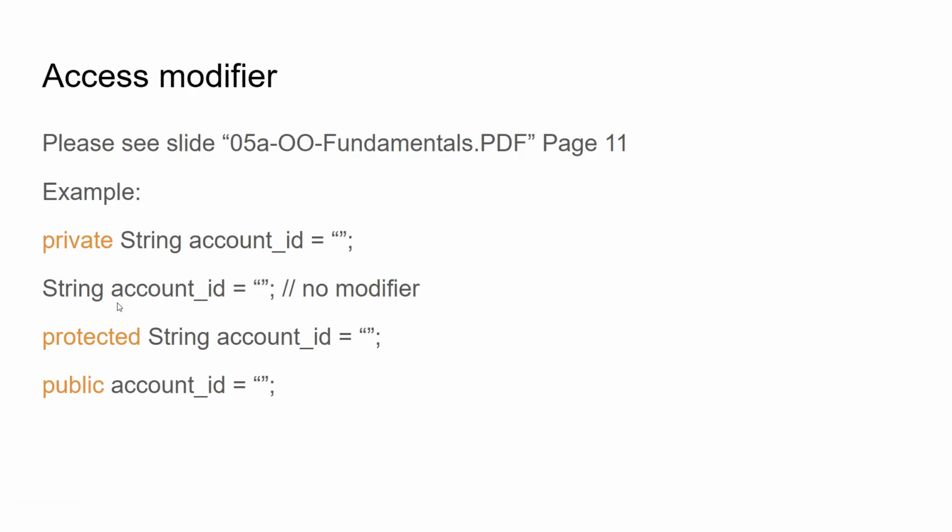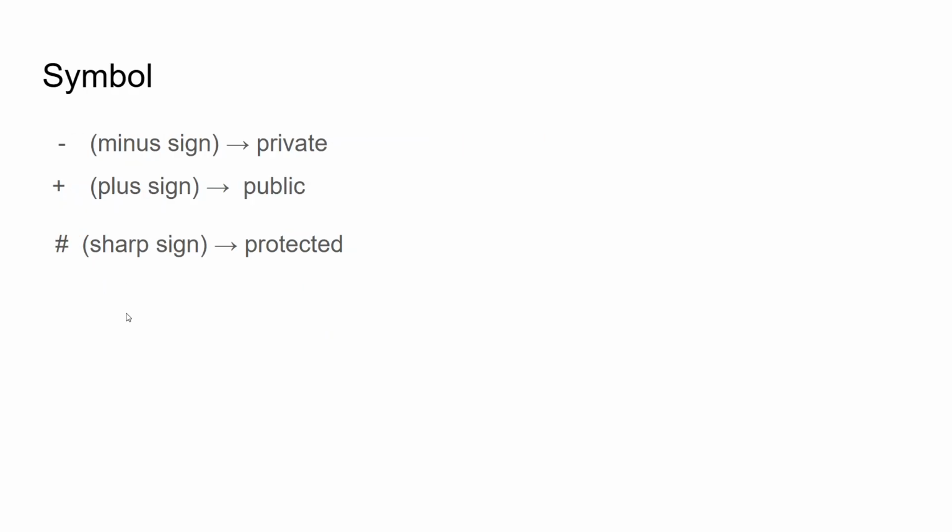Even though in information system development we use only private and public, in some cases a lot of people use the no modifier and protected as well. Okay, so the symbols in the class diagram: the minus sign means private, the plus sign means public, and the sharp sign means protected.